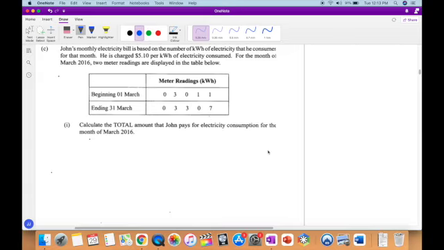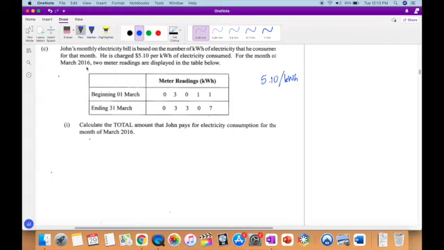John's monthly electricity bill is based on the number of kilowatt hours of electricity that he consumes for that month. So his monthly electricity bill is based on the number of kilowatt hours that he consumes, right? He is charged, and I'll just put that information on the side there, $5.10 per kilowatt hour.